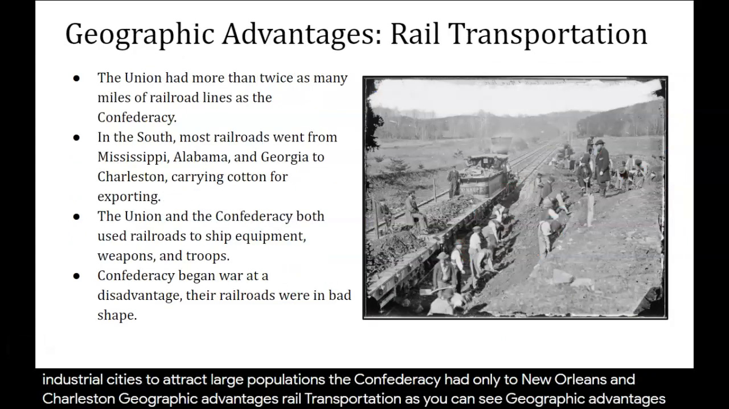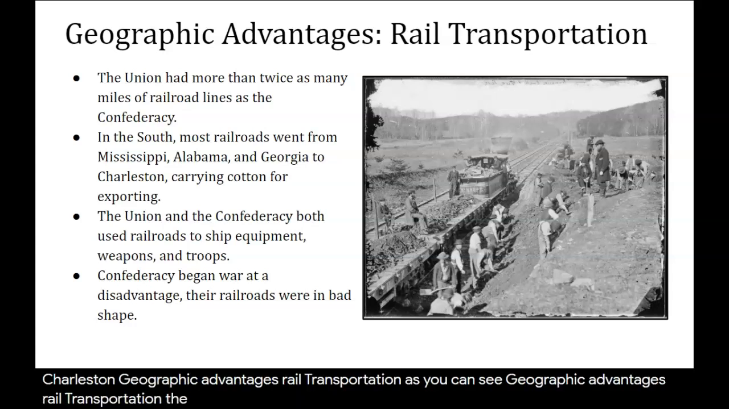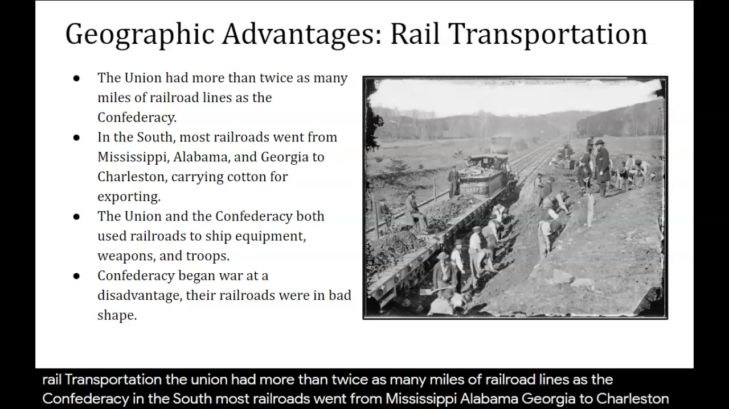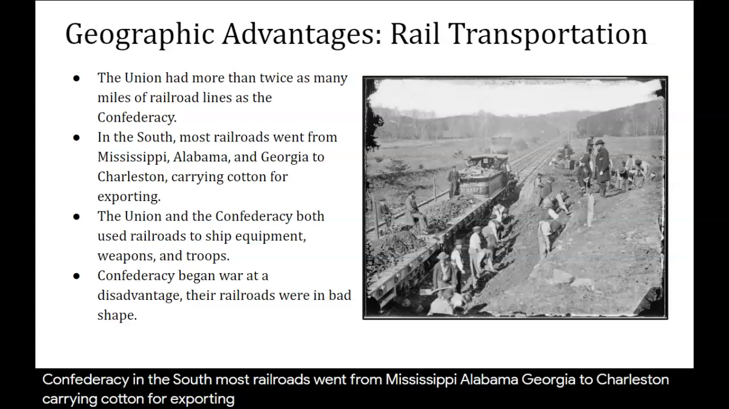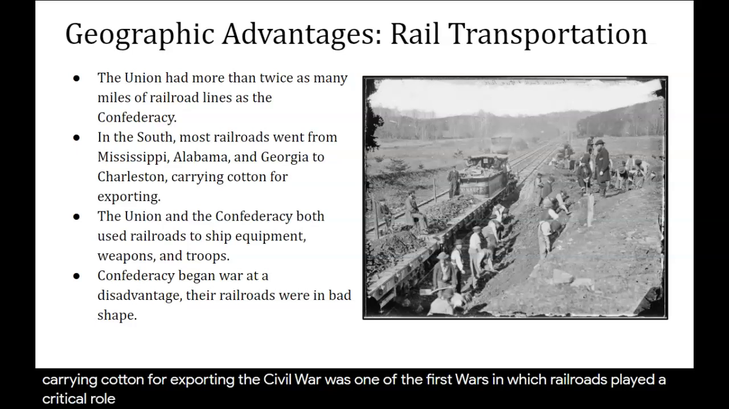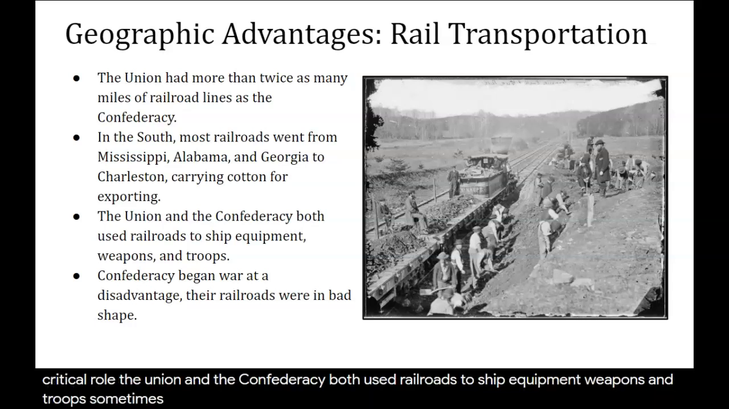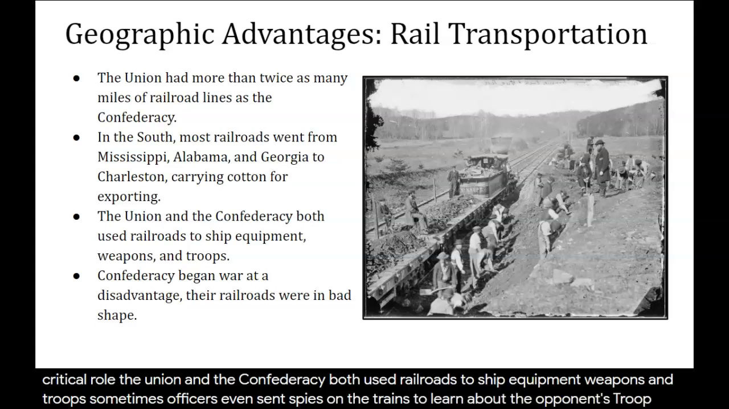Geographic advantages. Rail transportation. The Union had more than twice as many miles of railroad lines as the Confederacy. In the South, most railroads went from Mississippi, Alabama, and Georgia to Charleston, carrying cotton for exporting. The Civil War was one of the first wars in which railroads played a critical role. The Union and the Confederacy both used railroads to ship equipment, weapons, and troops. Sometimes, officers even sent spies on the trains to learn about the opponent's troop movements.